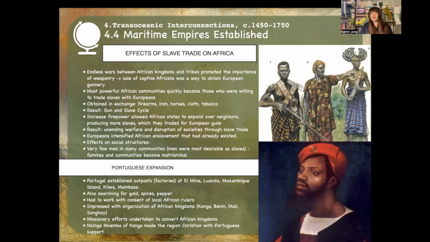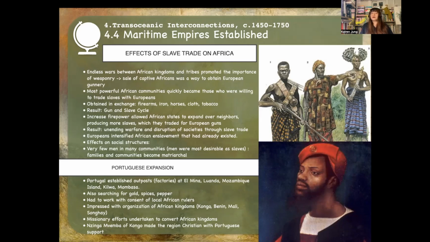The effects on social structures were that very few men in many communities were left in their original communities, because men were the most desirable as slaves just to farm and survive in the relatively harsh climate of the quote-unquote New World. Families and communities actually became more matriarchal than before.